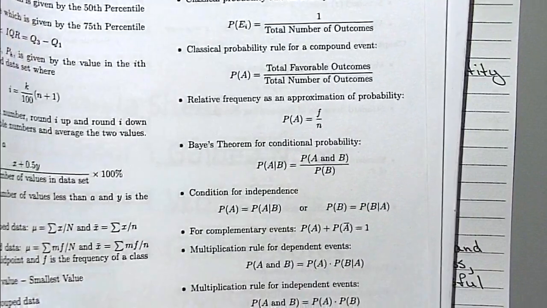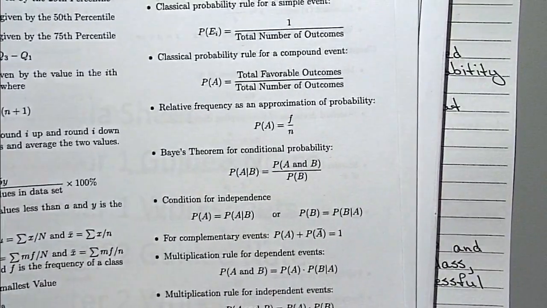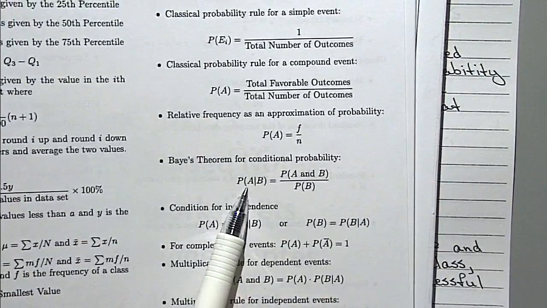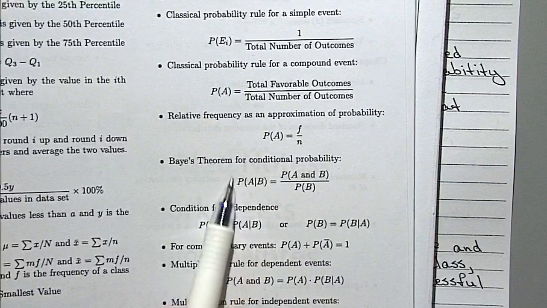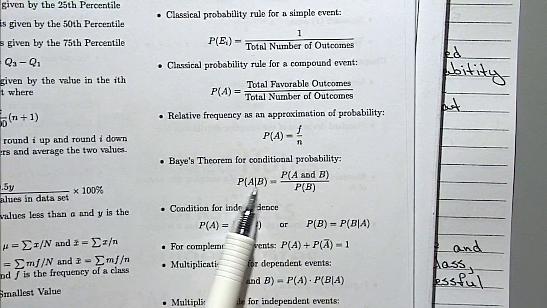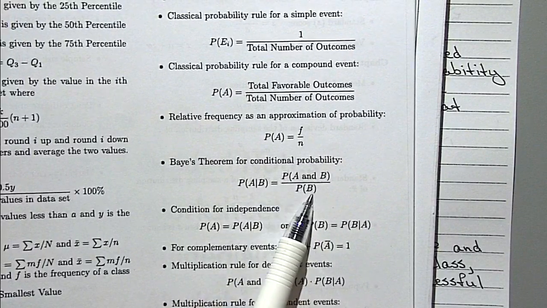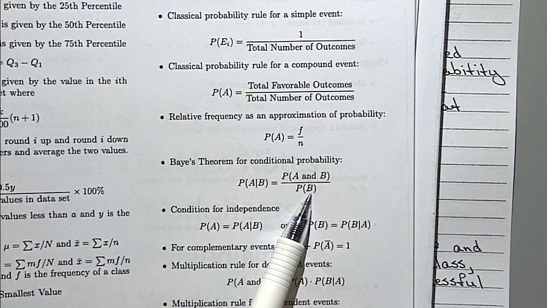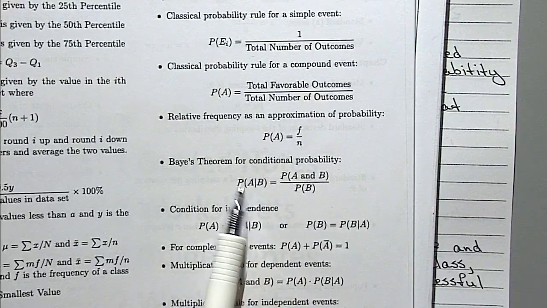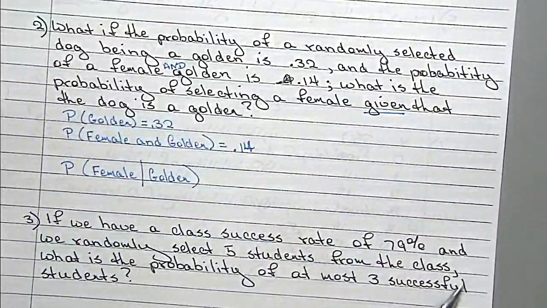Isn't this the one I'm looking for? This is Bayes' theorem. You see it? I want the conditional probability of A given B, and I already have the joint probability of A and B, and I have the marginal probability of just B. I have these two, so I can solve for this one. It's a Bayes' theorem problem, and we should recognize that.